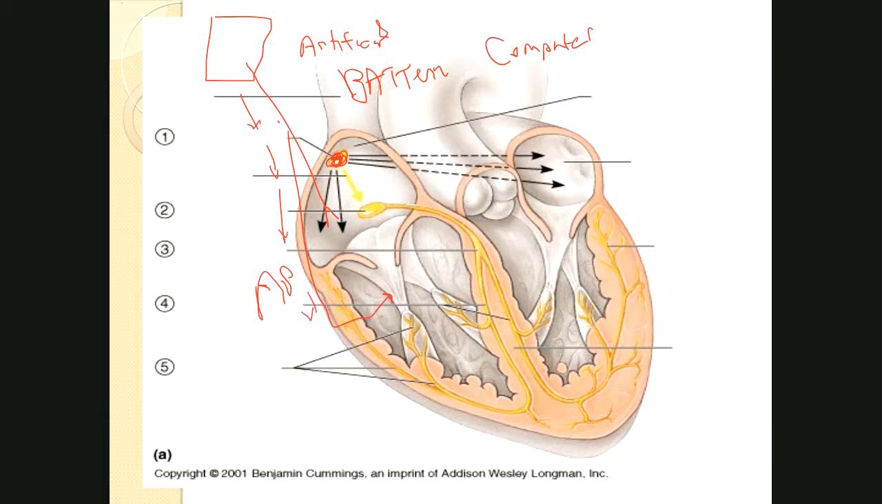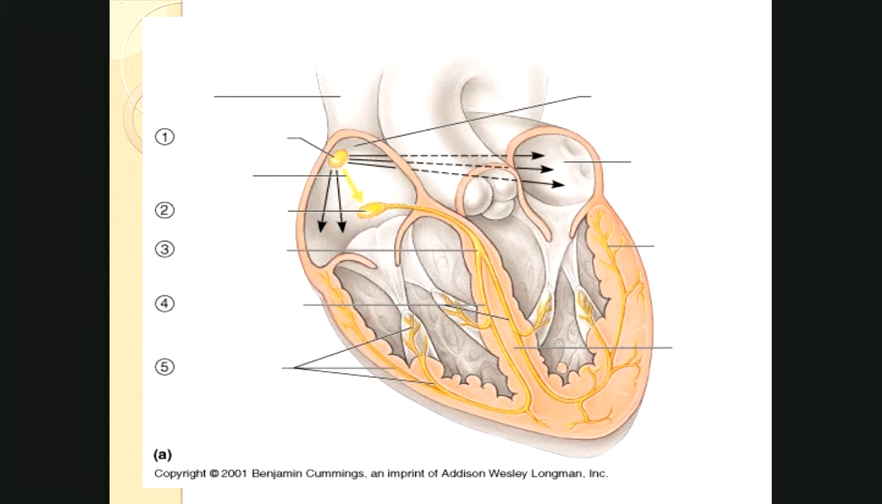And a computer is smart enough that you can adjust it. You can even have it sometimes do self-adjusting. But no longer is the actual heart in charge. It's now this artificial pacemaker. Make sense?